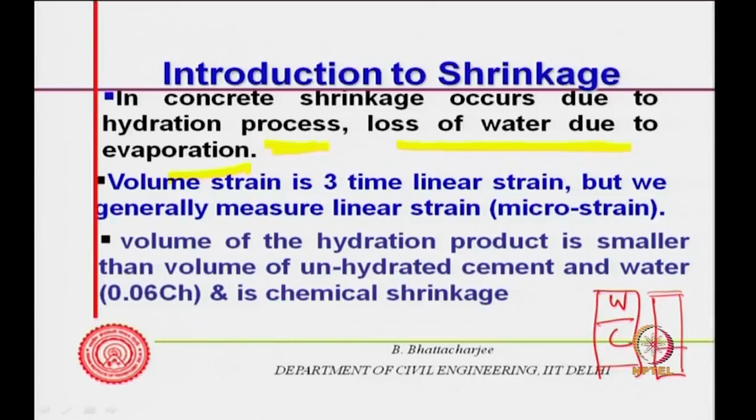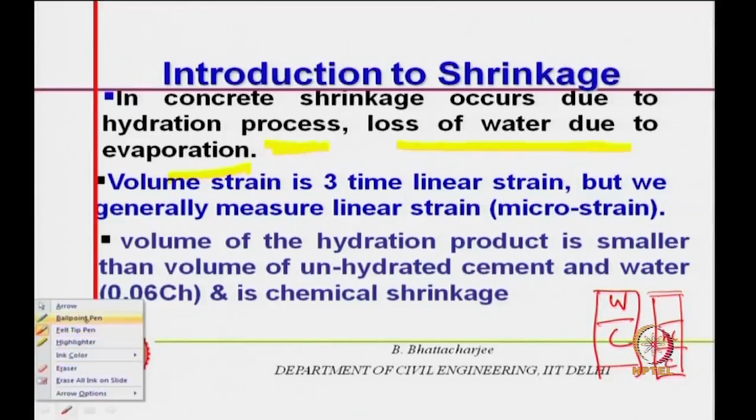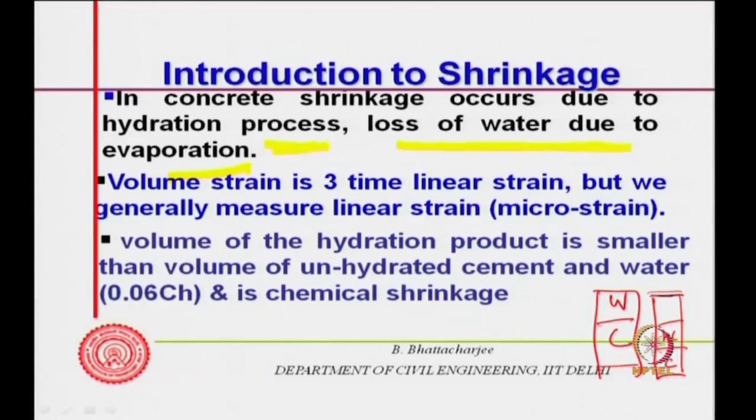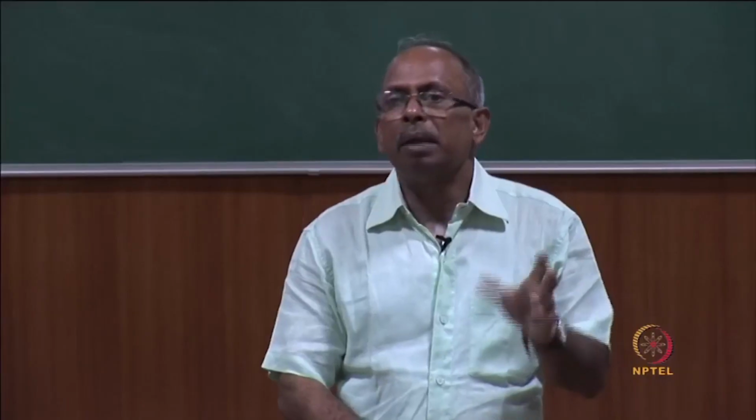Finally, there is a reduction in the volume, there is some unhydrated cement, there is some hydrated cement, and all those put together, but there is some volume reduction, as we have seen earlier. This reduction in the volume is actually chemical shrinkage. So, there are several components of shrinkage, and this is chemical shrinkage.